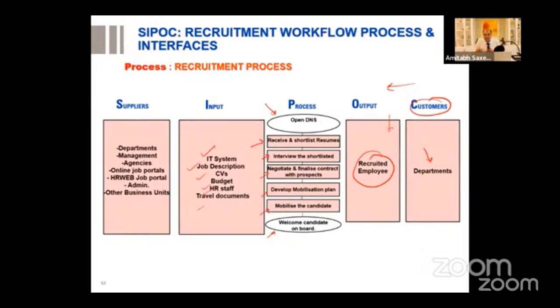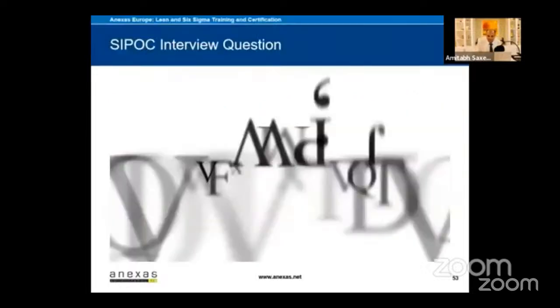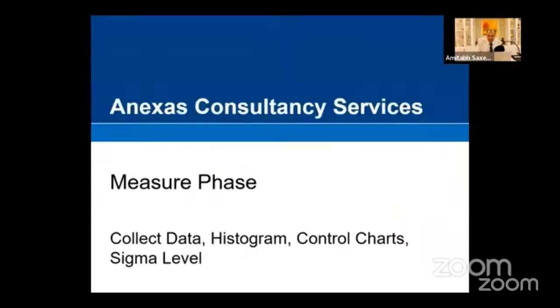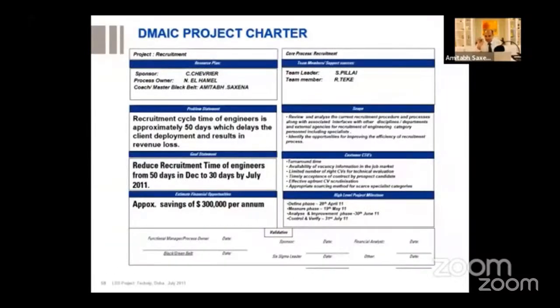Let me show you the project charter first before I go further. In the define phase, we make a project charter. It tells us that the recruitment cycle time of engineers is approximately 50 days today, and we would like to reduce it to 30 days. So the project charter has a problem statement and a goal statement. And if we are able to do this, it is going to save us $300,000 per annum. Every project saves some money. So we have created our project charter.